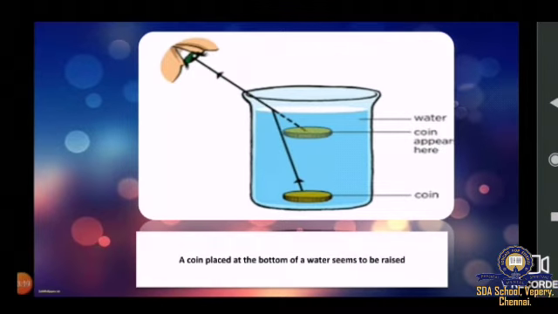When the coin is placed at the bottom of the water, the light has to travel from the water medium to the air medium because we are viewing outside and we are viewing obliquely. So, the light traveling from water medium to air medium has to bend. Right? So, due to the refraction, we are able to see the raised appearance of the coin.